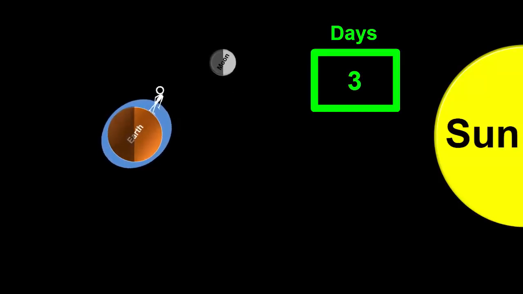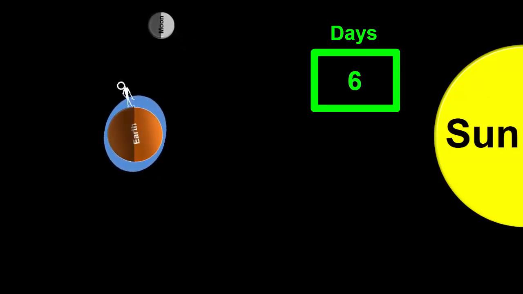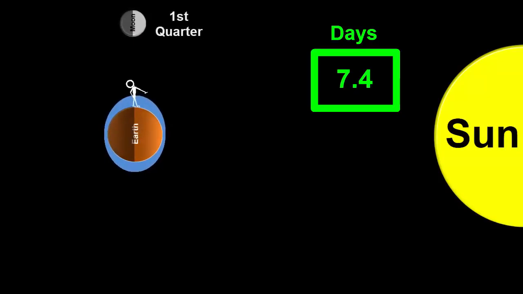You can see that each day corresponds to 1 Earth rotation. In just over 7 days, that is 7 Earth rotations, the Moon orbits around the Earth to its first quarter position, where we can see half its day and half its night side.